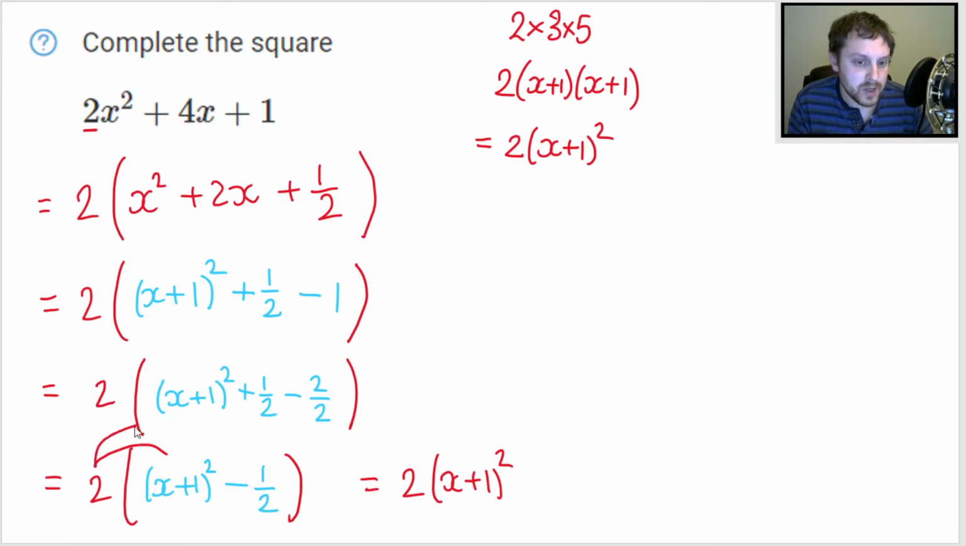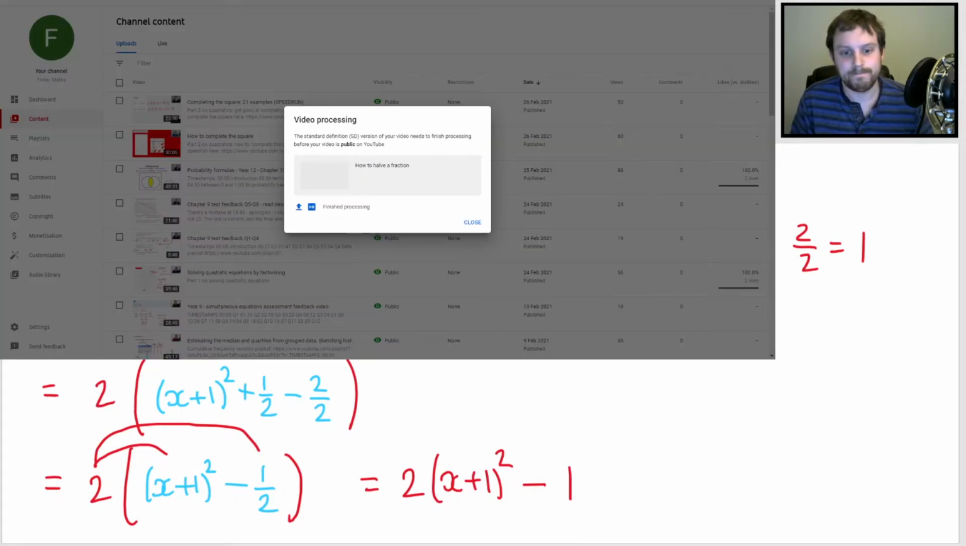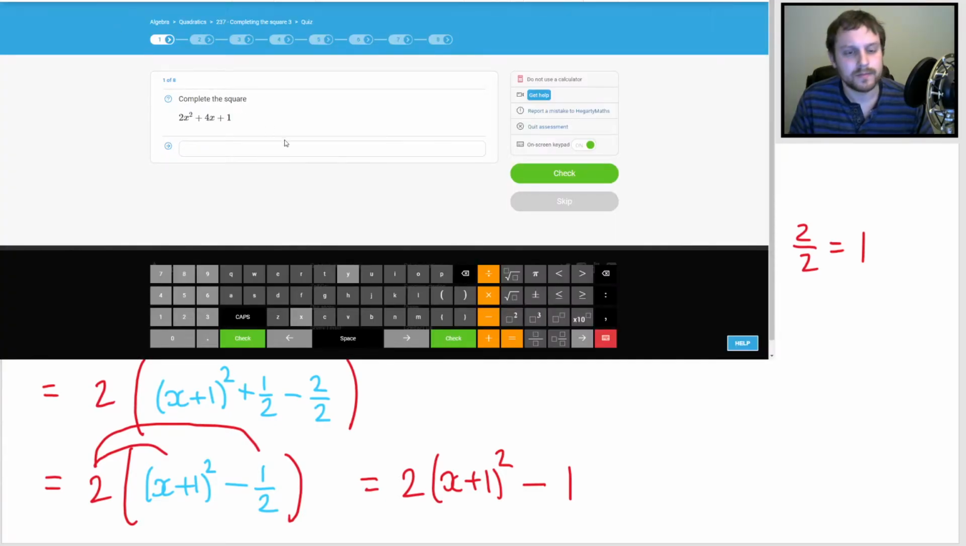Then when I do 2 times a half, and of course it's minus, right? It's minusing that. 2 times a half, you can do this in a variety of ways. You could write this as 2 over 1 times 1 over 2. 2 times 1 is 2, 1 times 2 is 2, and then you simplify this, you get 1. So when I go back onto Hegarty, I should put in 2 lots of x plus 1 all squared minus 1.